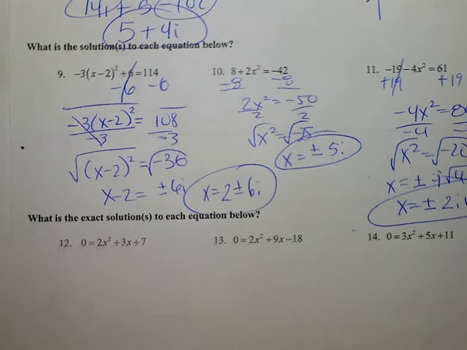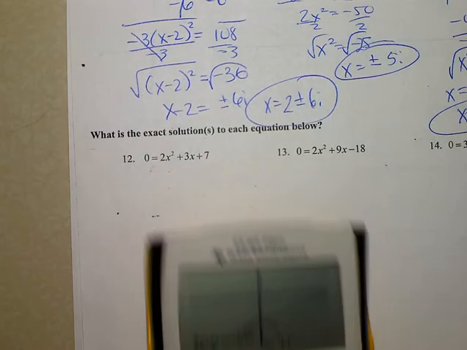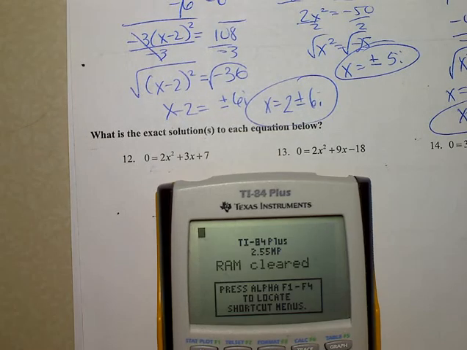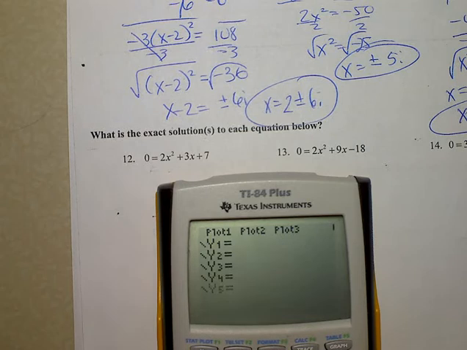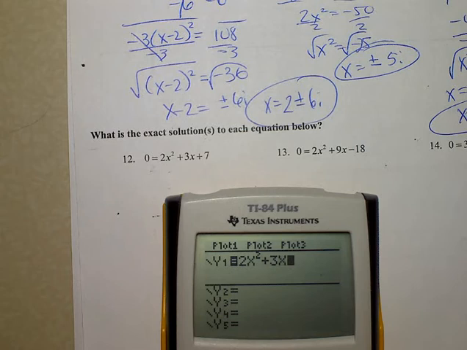Okay, go down below to number 12. Grab your calculator, please. Do second plus 712. I'm trying to go as fast as possible for the purpose of time. Go up to y equals, and we're going to type this in. 2x squared plus 3x. Actually, you're welcome just to watch me plug it in.